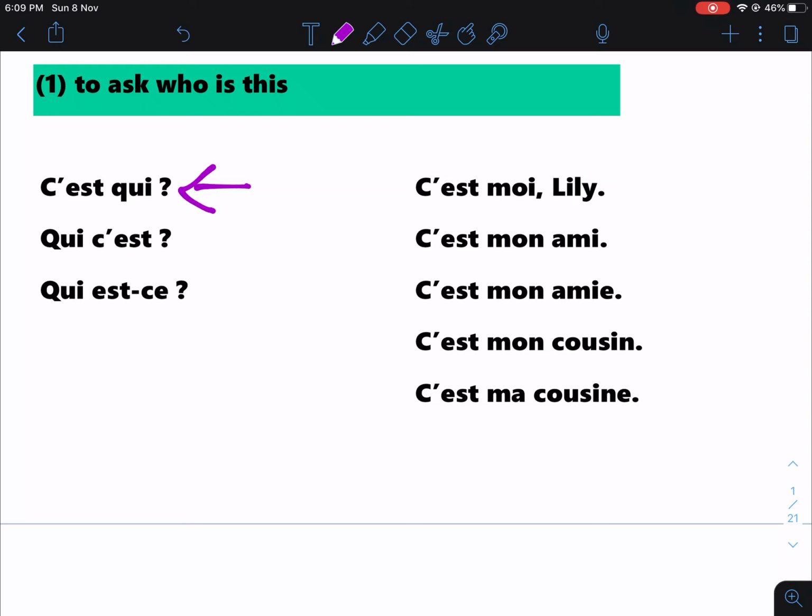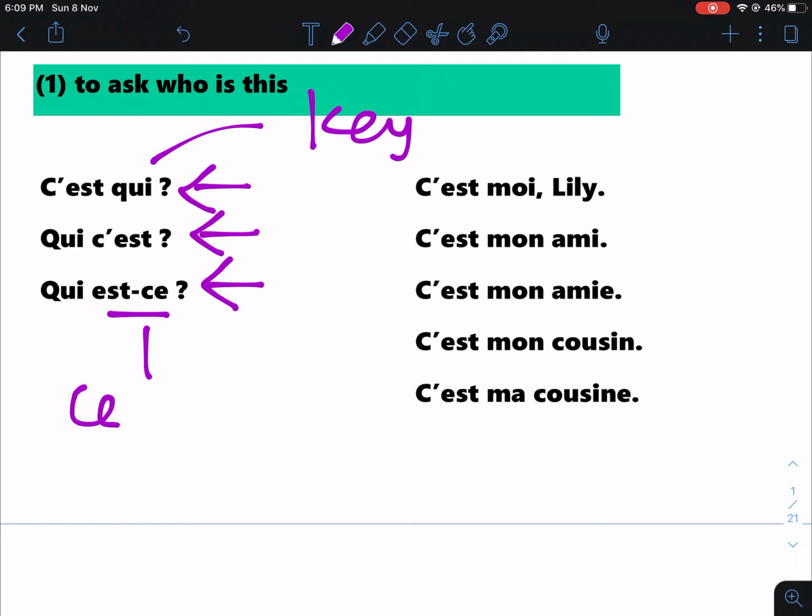C'est qui? Okay, qui. This is pronounced as qui. C'est qui? Qui c'est? Qui est? Well, the est here actually comes from ce and est. It's the same thing like c'est. Alright? If you look closely. Alright, how do we answer to these questions?